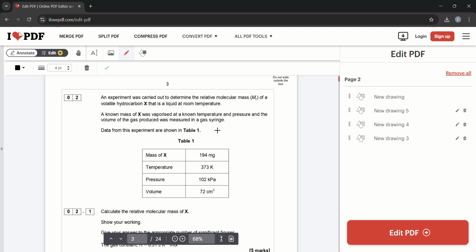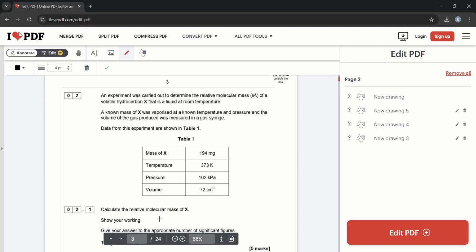Question 2. An experiment is carried out to determine the relative molecular mass of volatile hydrocarbon X as a liquid at room temperature. Known mass of X was vaporized at a known temperature and pressure, and the volume of gas produced was measured in a gas syringe. Data from the experiment is shown in Table 1. Calculate the relative molecular mass of X.